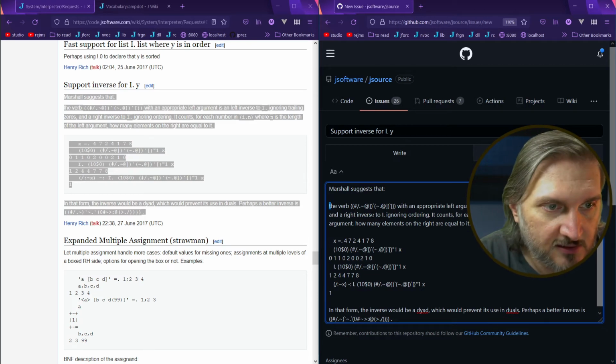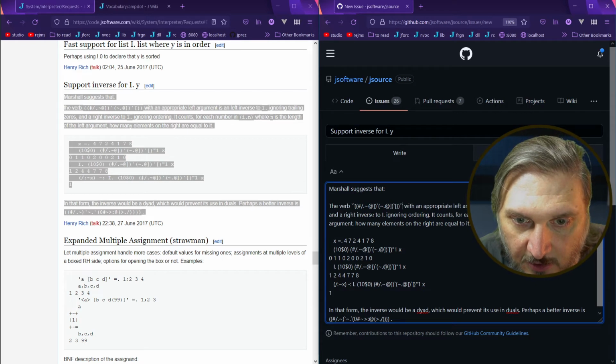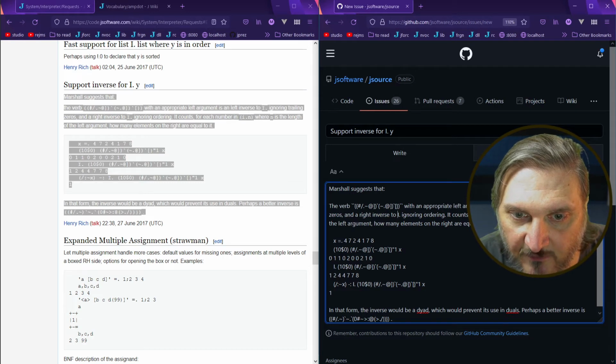And the verb with an appropriate left argument is a left inverse to I., ignoring trailing zeros, and a right inverse to it, ignoring ordering. It counts for each number in i.n, where n is the length of the left argument: how many elements on the right are equal to it?